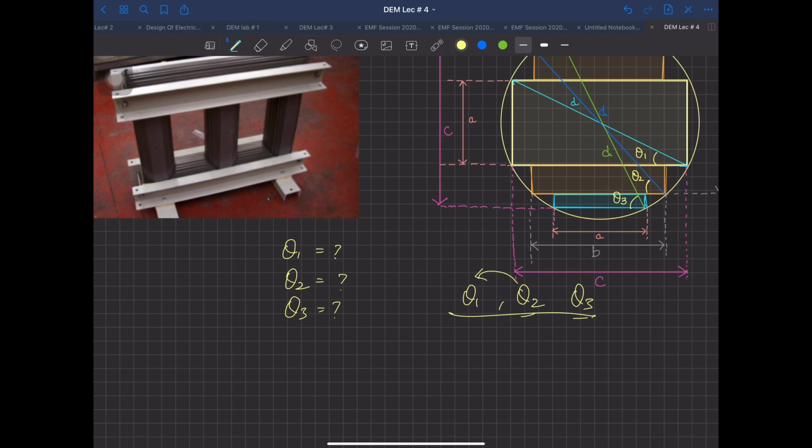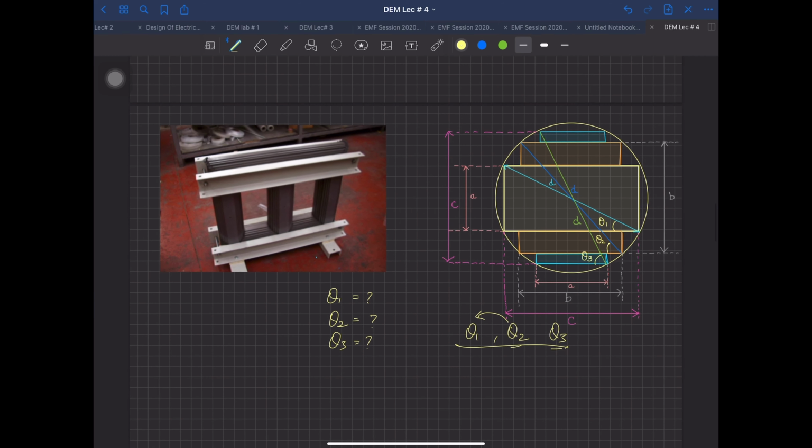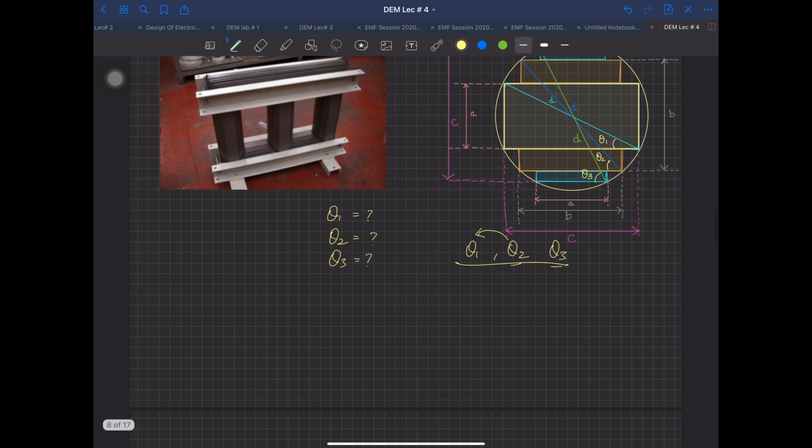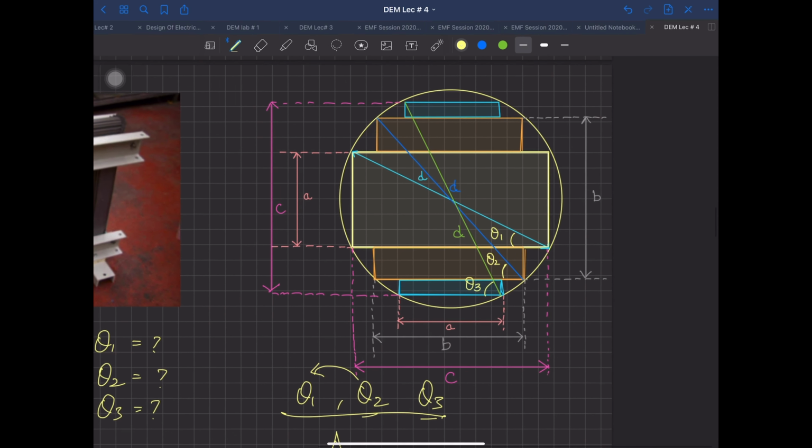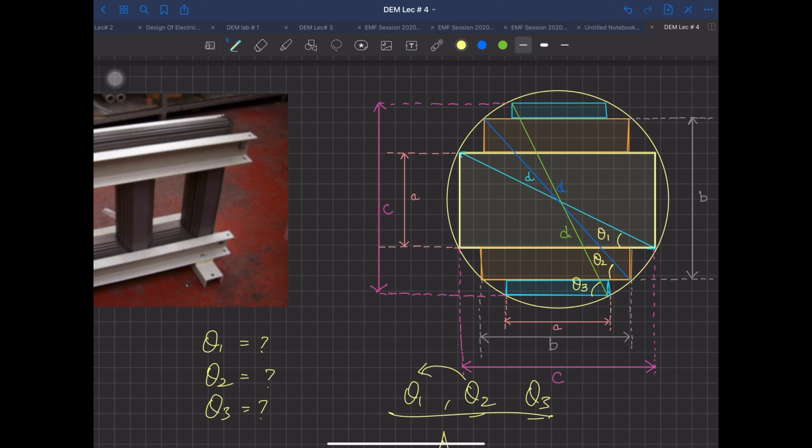Theta 1 plus theta 2 plus theta 3. Why, how? Anyway, try on this. This is your assignment number 1. It's not even 90, it's not even 180. So think on it. That's why I have given you this diagram, so that you have an idea what you are dealing with.